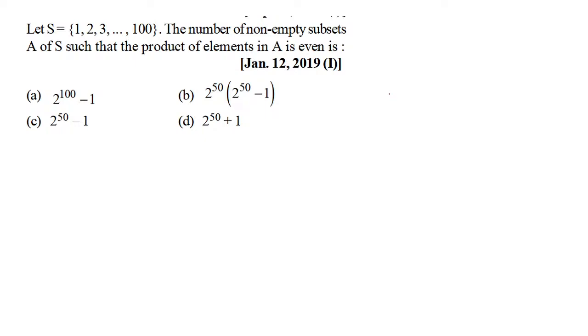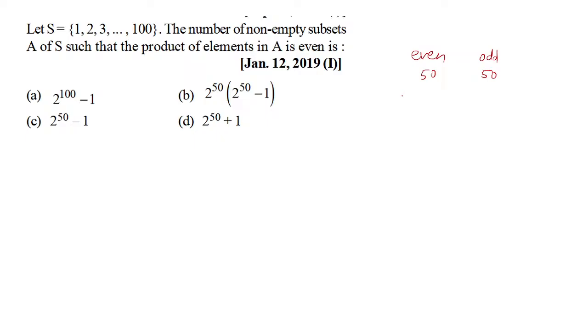Think about this. For the product of elements to be even, at least one even element should be there. Consider this. If all elements are odd, their product would be what? Odd. Even if one element is even, the product becomes even. So for the product of elements to be even, at least one element has to be even. How many even elements are there? 50. How many odd elements are there? 50. Because among the first 100 natural numbers, there are 50 even elements and 50 odd elements.